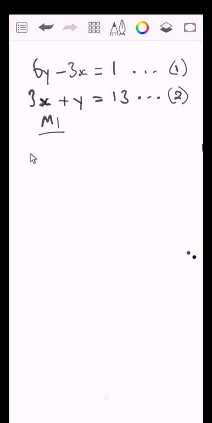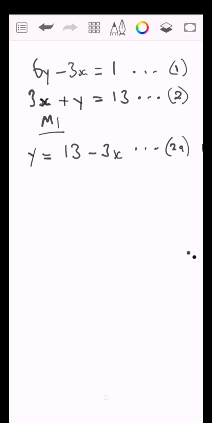So what we do is y is equal to 13. And this 3x is going to transfer from the left hand side to the right hand side. Because it is a positive, when it crosses over the equal sign, it's going to be a negative. So y is equal to 13 minus 3x. And we are going to label this equation 2a.